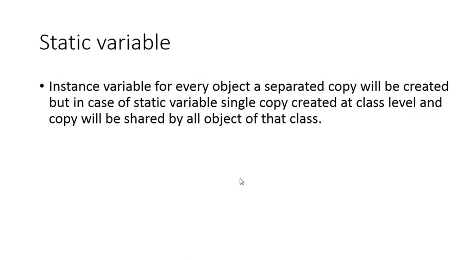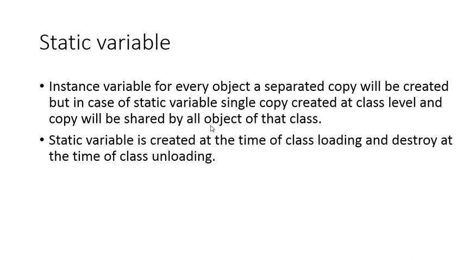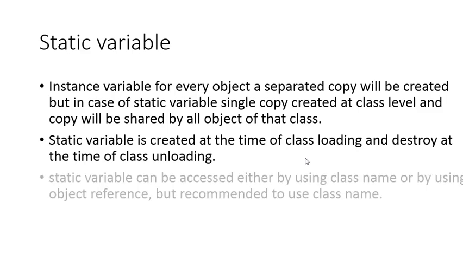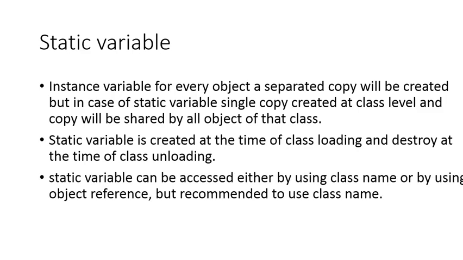Now next one is static variable. After instance variable, let's discuss the static variable. For instance variables, a separate copy is created for every object, but in case of a static variable, a single copy is created at class level and that copy is shared by all the objects of that class. This is the difference between instance variable and static variable. A static variable is created at the time of class loading and destroyed at the time of class unloading. It can be accessed either by using the class name or by using an object reference, but it is recommended to use the class name.